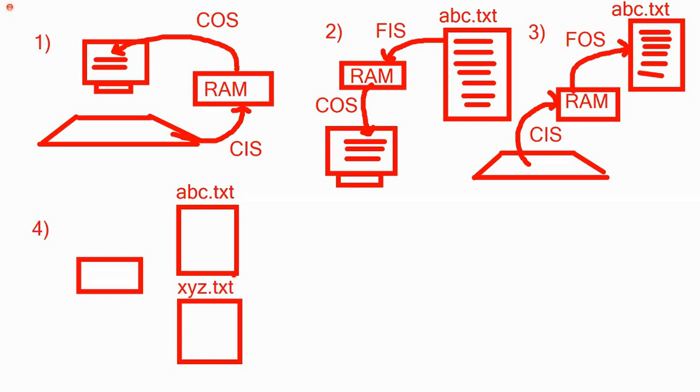Now, here abc.txt is a file. File to RAM, RAM to file. File to RAM is the file input stream.